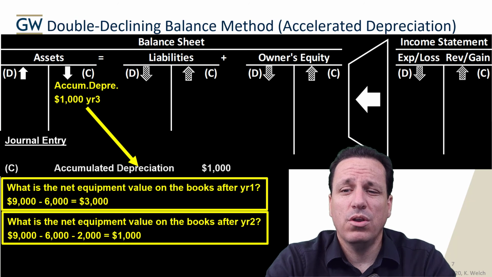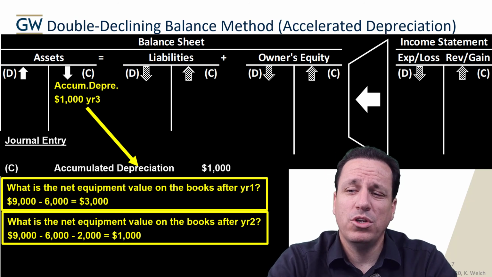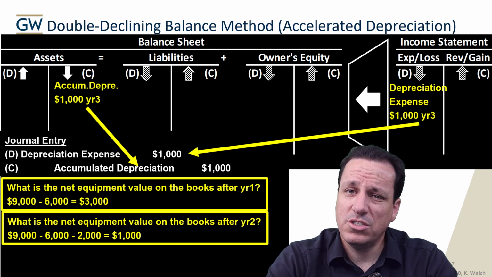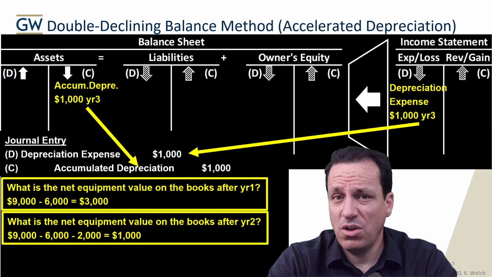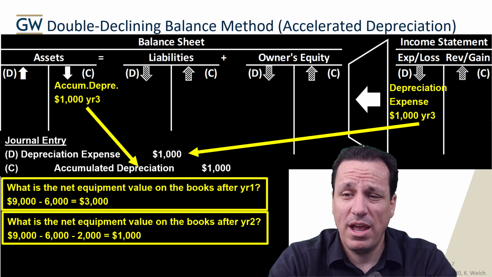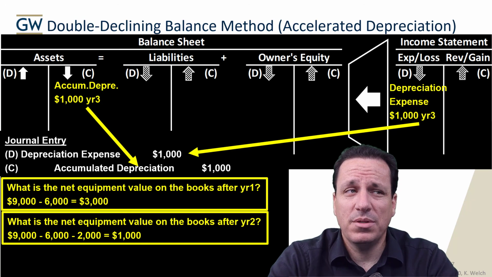And let's do year 3. Year 3 accumulated depreciation is $1,000. Year 3's depreciation expense is $1,000. Remember, it's not the $666 that the formula would give us. It's our last year. We have to put the rest of it off. So, and that's double declining balance.